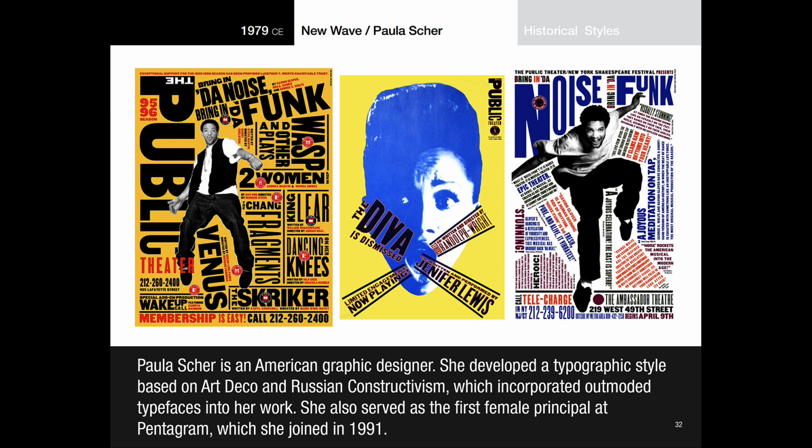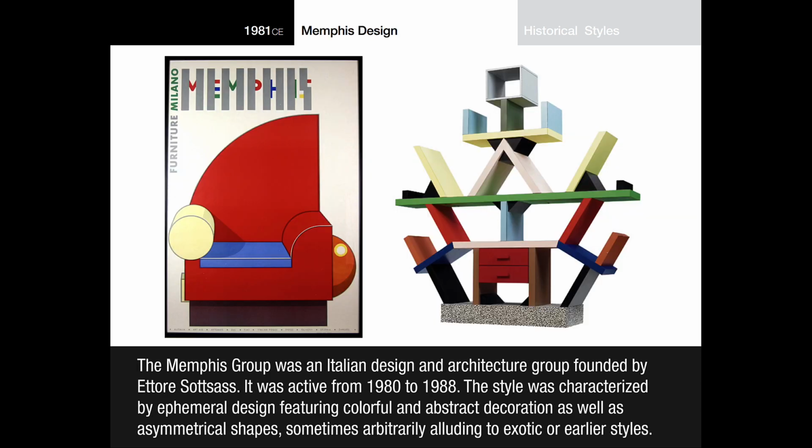But if you look here too, you can see some echoes of that Russian constructivist style with the type as well. Memphis is a weird little style, and it was primarily furniture and housewares. And it wasn't long lasted.